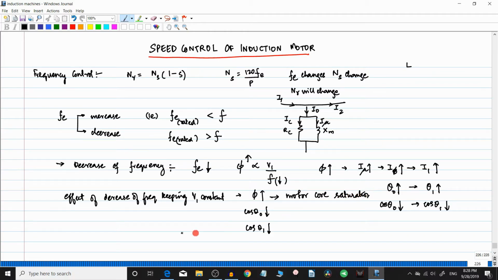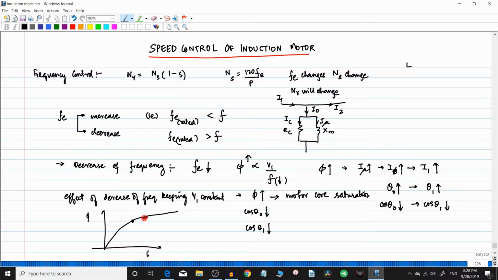See, usually if you take the flux versus current diagram of a core, it is something like this, right? So usually it is at this point, in the knee point, the motor will work. But if you increase the flux, it will go to the saturation region. And in the saturation region, what happens? This I naught value increases very heavily to compensate for the increase in flux.